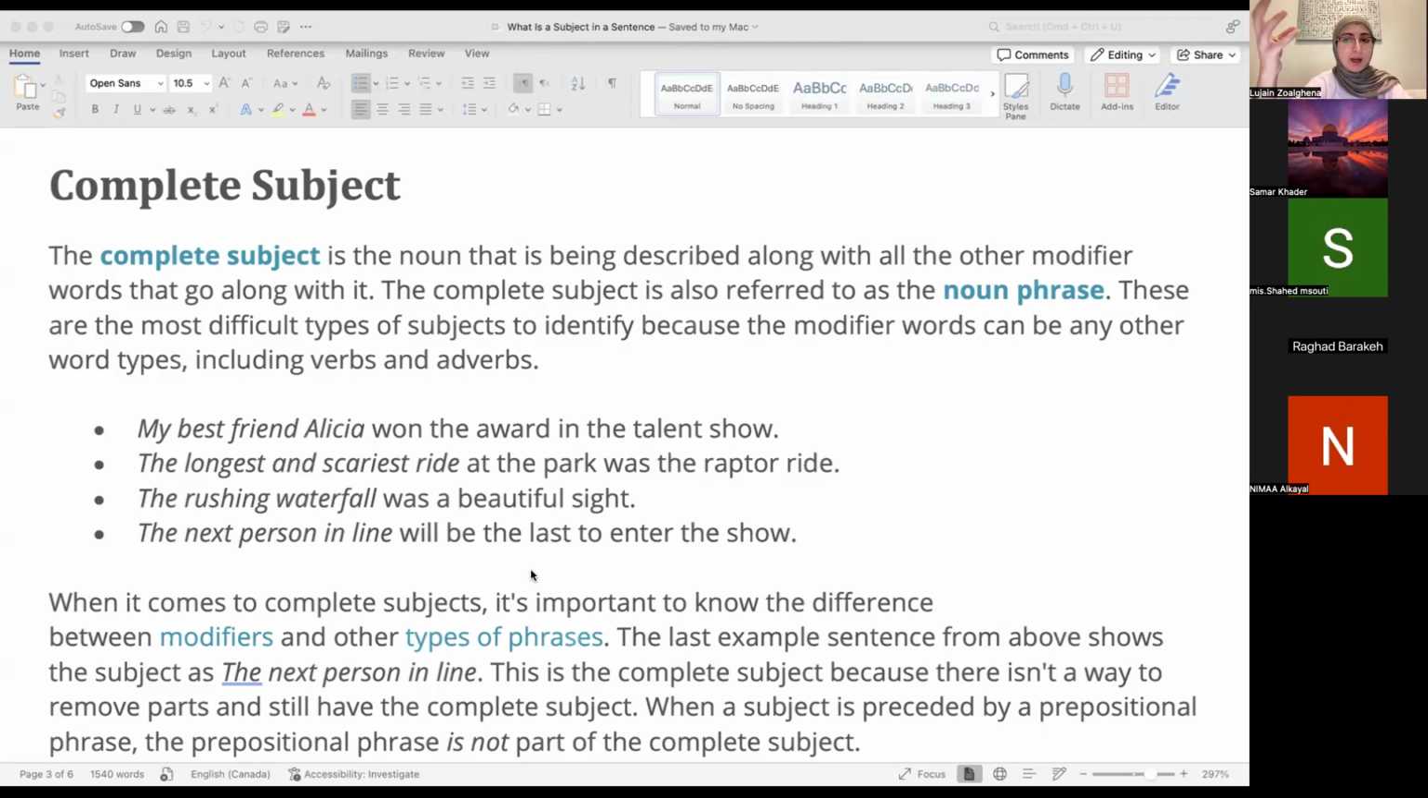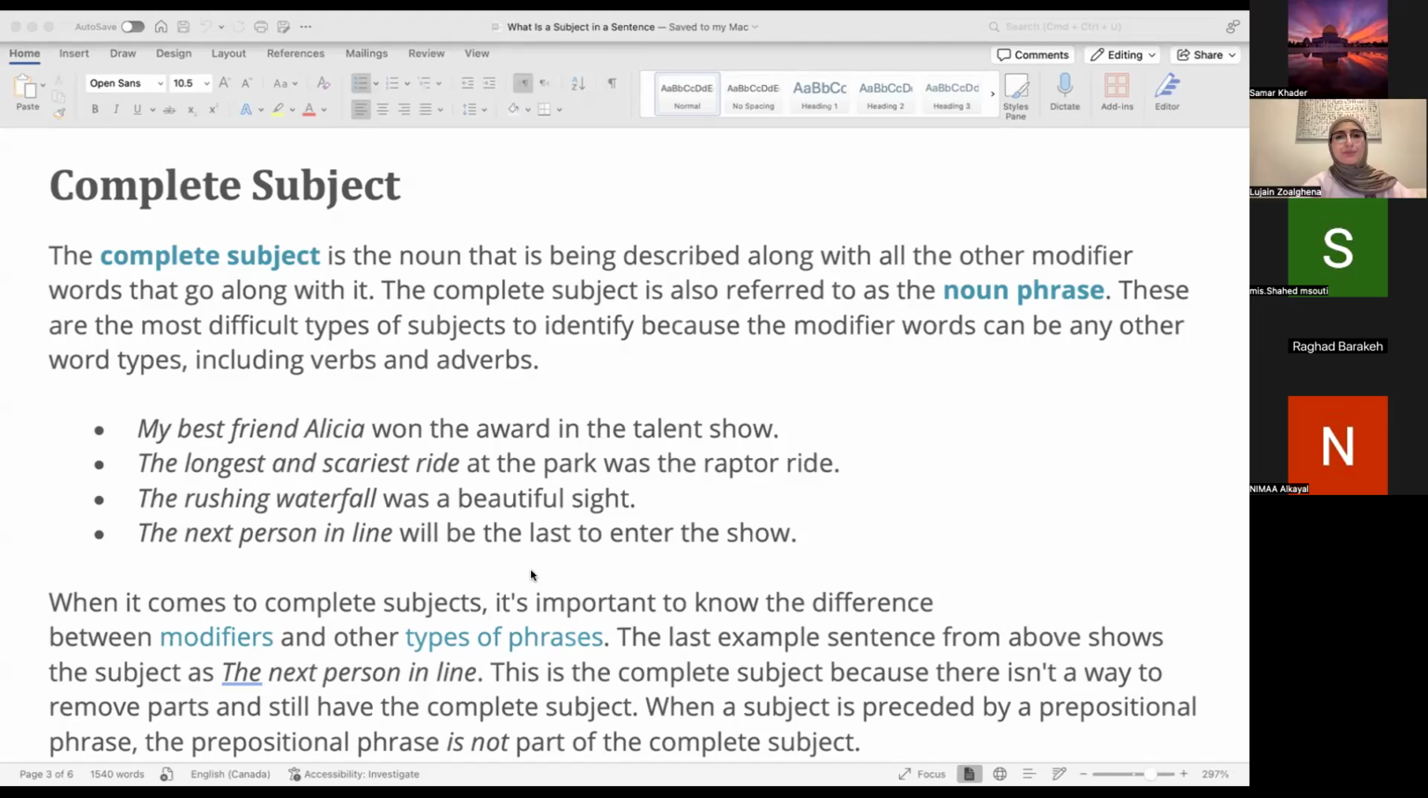They're a bit difficult, but if you learn more about them and read more about them, they're not going to be as difficult as it may seem. So let's read the examples over here. Who wants to read? My best friend, Alisa, won the award in the talent show. The longest and scariest ride at the park was the Raptor ride. The rushing waterfall was a beautiful sight. The next person in the line will be the last to enter the show.